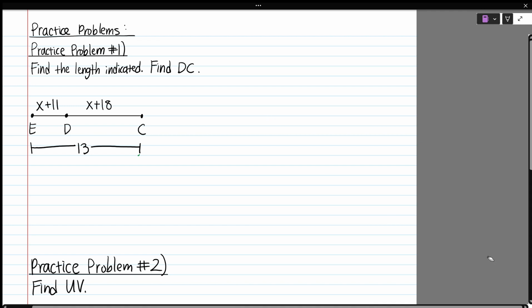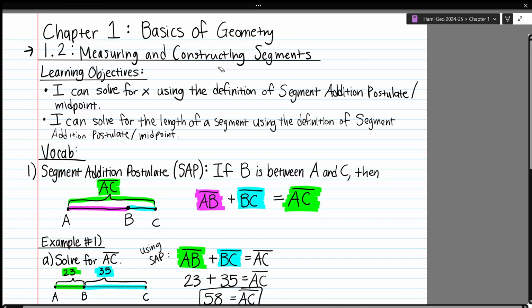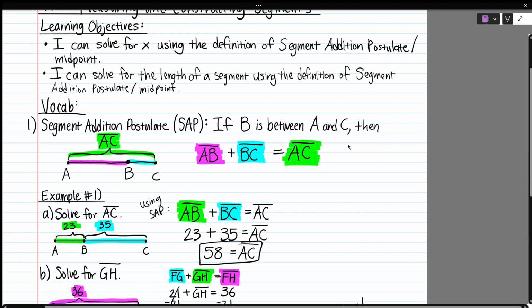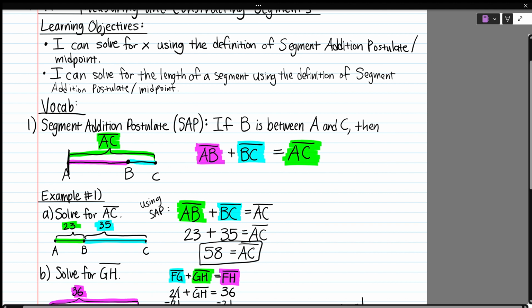Okay, hi everyone. This is just a little review on section 1.2, right? If you don't remember what section 1.2 is, it's measuring and constructing segments, where we talked about segment addition postulate, SAP. It means one part of the line, AB, plus the other part of the line, BC, gets you the entire line, AC, okay?